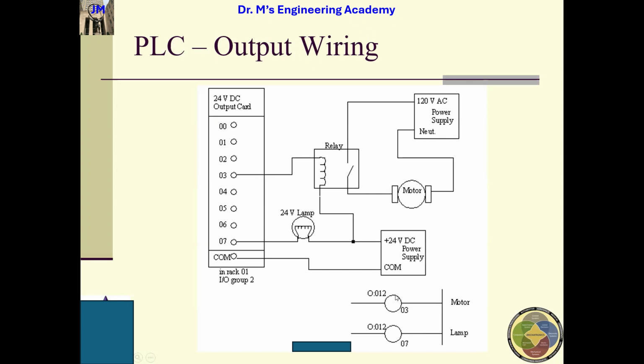This is a motor, and this is a lamp. The motor address is 0012, rack 1, pin 2, bit 03. So this is my motor. Even though I write the motor here, actually I control bit 3, and using bit 3 I control the relay, and using this relay I control the motor. For the lamp, the lamp is connected to bit 7, so the address of the lamp is bit 7.